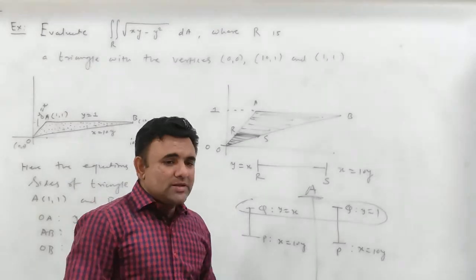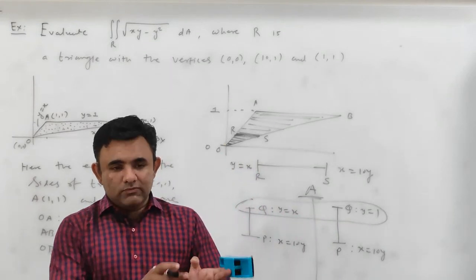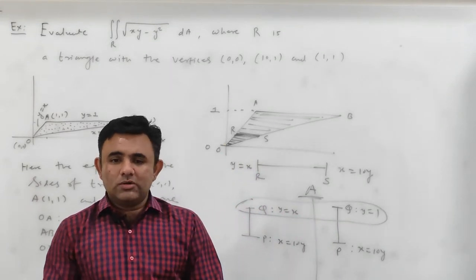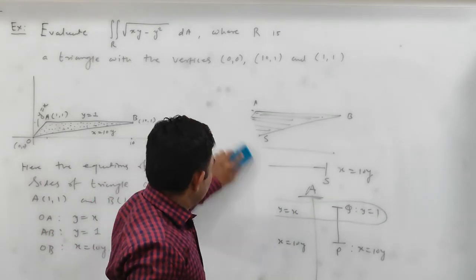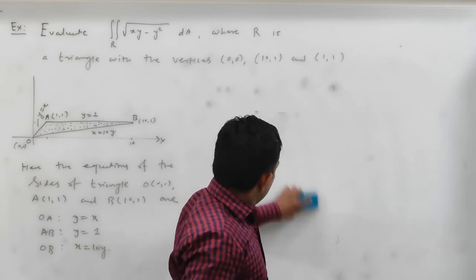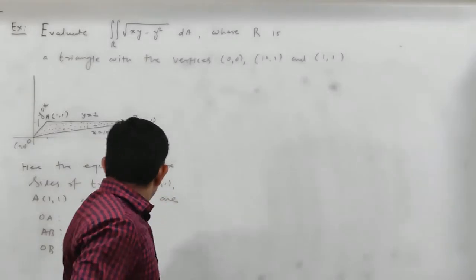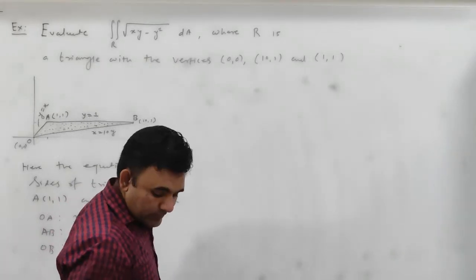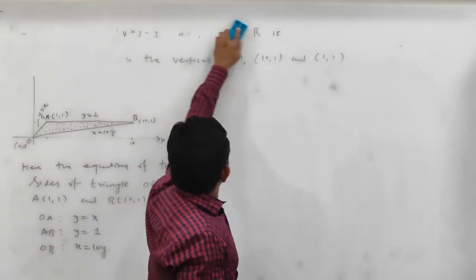In some examples we must consider one of the strips, either horizontal or vertical. We can't go for both cases. We will see that type of example also. Okay, so here we will finally consider the horizontal strip. So let me remove this. Can I use this space also?